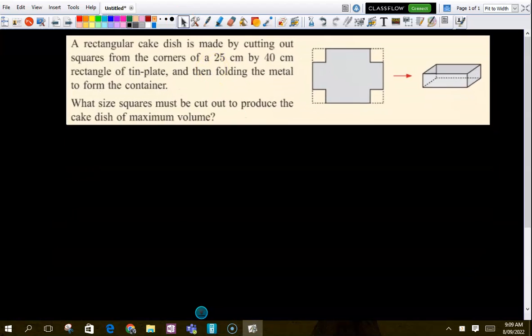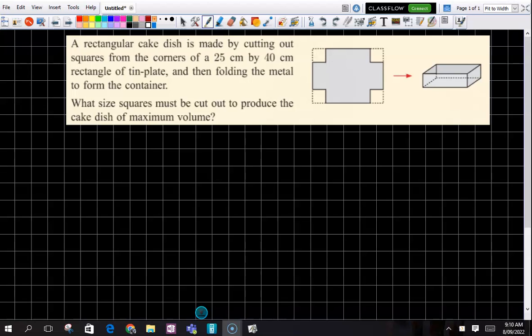All right, so heading. All right, we've got a rectangular cake dish. It's made by cutting out squares from the corners. And we want to find what size squares must be cut out to produce the cake dish with maximum volume. That is the key here when it says maximum volume, because that means we need to find an expression that is f of x equals blah, blah, blah, blah, blah, because that's what we want to differentiate.